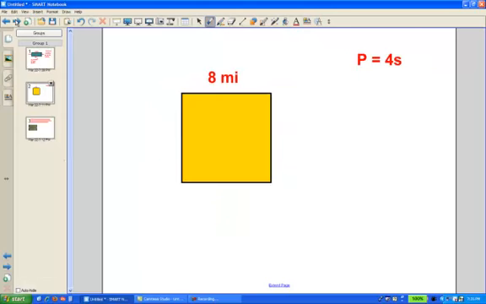Alright, this is a square, so it's a similar thing. Since one side of the square is 8 miles, and all four sides of a square are equal, this will be 8, this will be 8, and this, of course, will be 8. So I just add them up. P equals 8 plus 8 plus 8 plus 8. I'm exhausted from all those plus 8s.